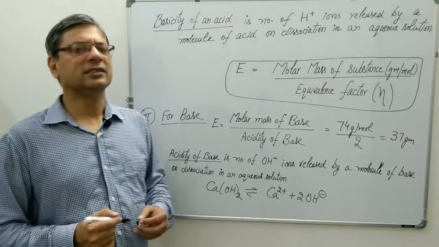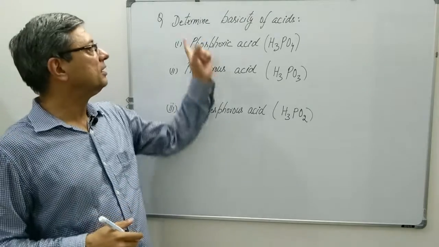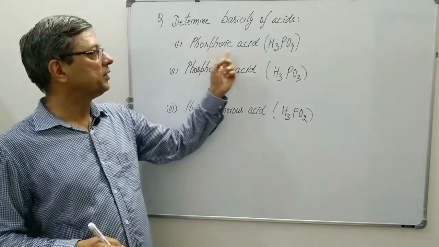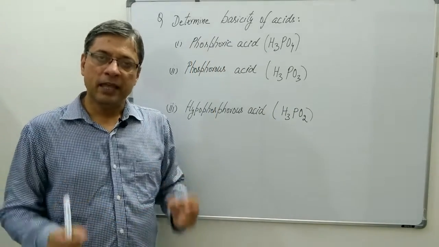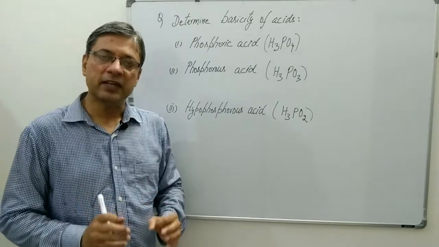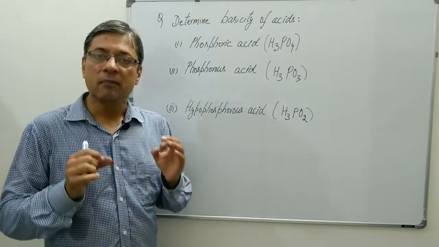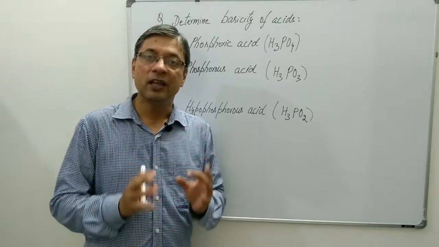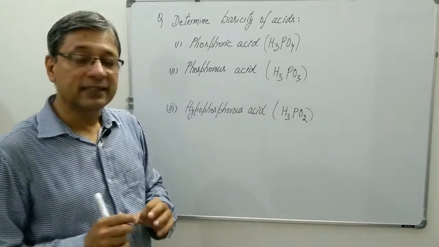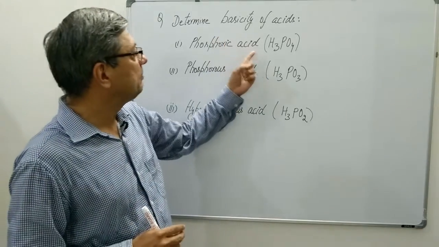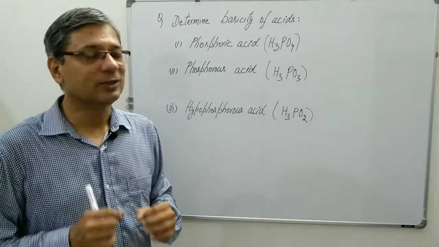Let us try a very interesting question on acidity and basicity. The question says, determine the basicity of the acids phosphoric acid, phosphorus acid, and hypophosphorus acid. Basicity we understand. The basicity of an acid is equal to the number of H positive ions released by the acid on dissociation in an aqueous solution. Here, going by the formula of all 3 acids, it seems that the basicity of each of the acids will be 3, but it is not the case.